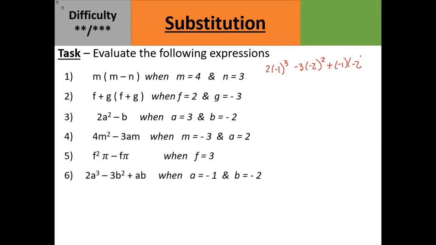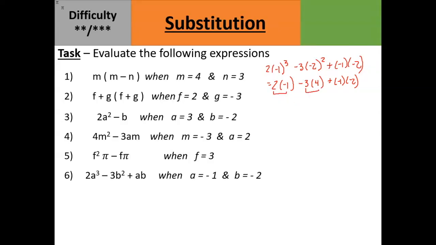Okay, so all I've done so far is just wrote in everything that I have. So 2 bracket -1 cubed. I put the -2 in for b, and then the -1 and -2. So let's do our exponents first. -1 cubed should give you a -1. And then -2 squared should give you a +4. So now let's do this multiplication.